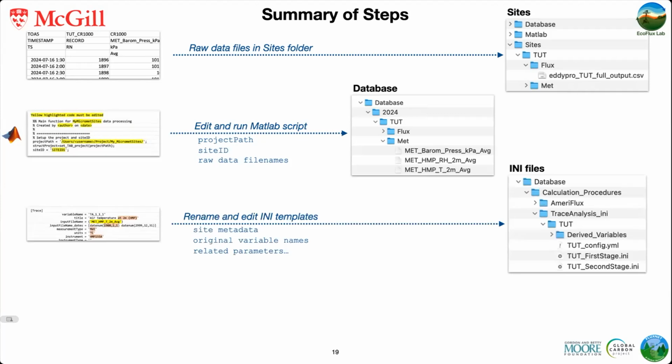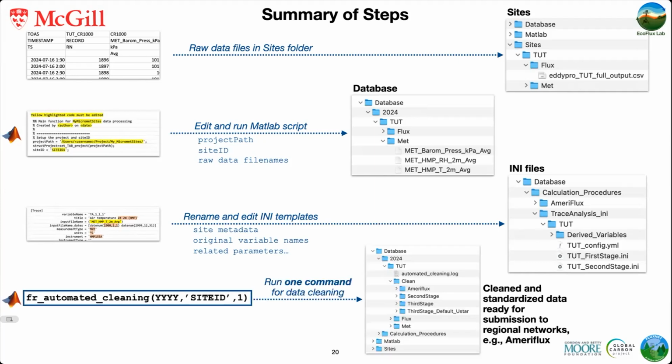Next, you're going to rename and edit your INI templates that we're also providing. For this, you need some site info, site metadata, original variable names, and a few other related parameters. And then finally, you will clean your data in Matlab using this function here. So it's just one command to run the data cleaning. And ultimately, this will give you your cleaned and standardized data ready for submission to regional networks, such as AmeriFlux.